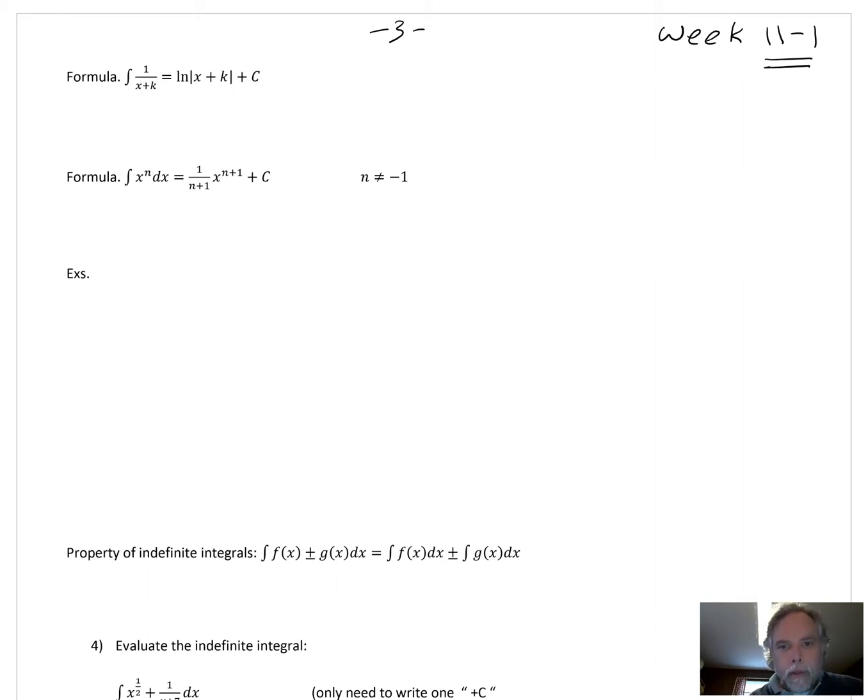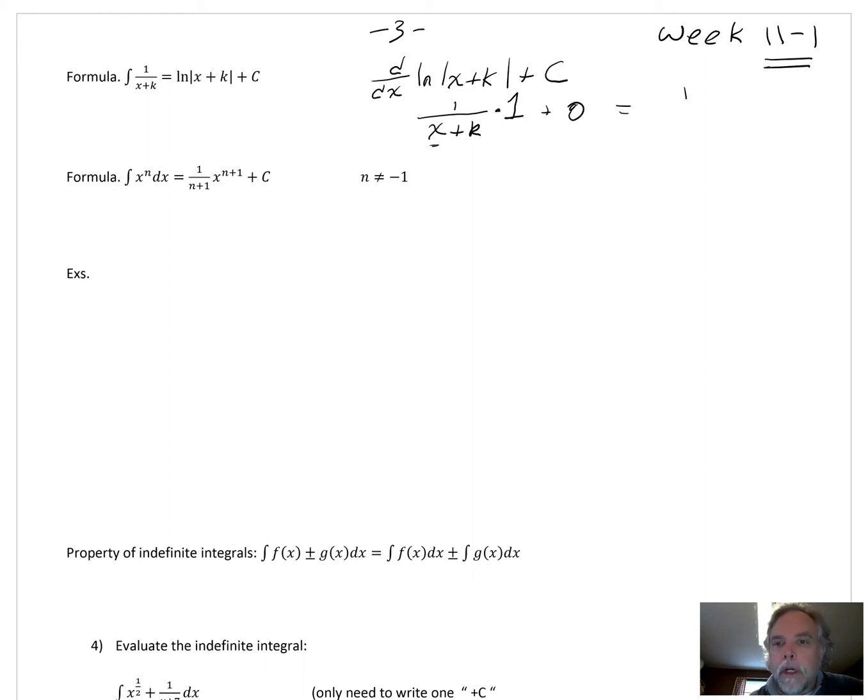So here's a formula, and we can confirm it by taking the derivative of the right-hand side. So the derivative of the natural log of the absolute value of x plus k, where k is a constant as well as c being a constant, is equal to 1 over x plus k times the derivative of x plus k. That derivative is going to be 1 because the derivative of x is 1 and k is a constant, plus the derivative of c is also a constant, so that's a 0.